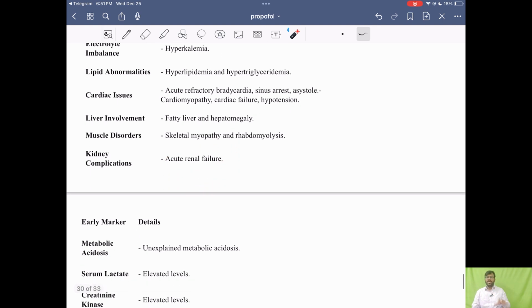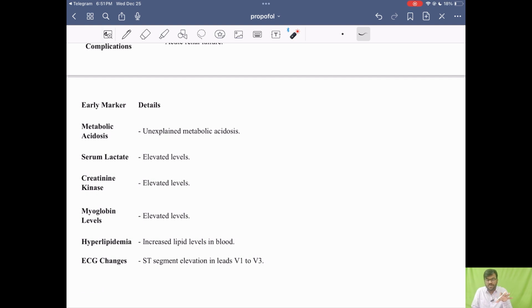So how are you going to detect? Okay, how are you going to detect the patient is going to develop propofol infusion syndrome? There are markers which can tell you about it early. Number one, if you see an unexplained metabolic acidosis in a patient on prolonged propofol, suspect it. Second, you are going to see lactate, creatinine, and myoglobin levels rise, especially lactate and creatinine. If you see them rise, you are going to suspect propofol infusion syndrome. You may also see the lipid levels increasing, so hyperlipidemia, and there will be some ECG changes also, such as the ST elevation in V1 to V3.